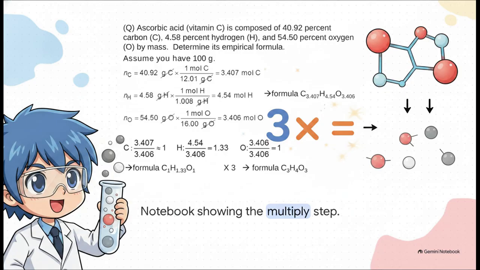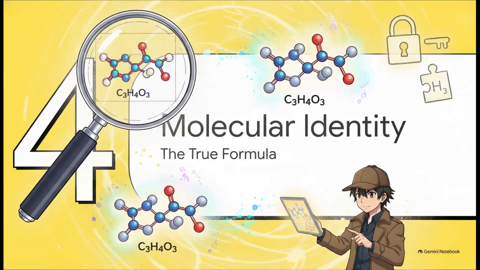To turn that 1.33 into a nice, clean whole number, we multiply it by 3, which gets us roughly 4. But to keep the whole ratio totally fair, we have to multiply everything by 3. That leaves us with 3 carbons, 4 hydrogens, and 3 oxygens. And there it is. Our empirical sketch is finally complete. C3H4O3.